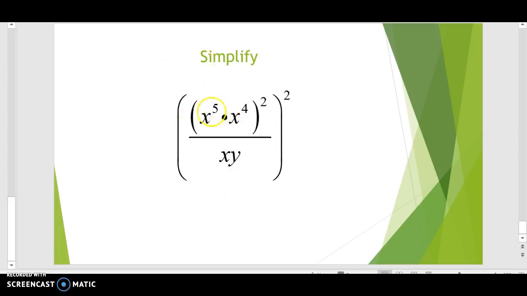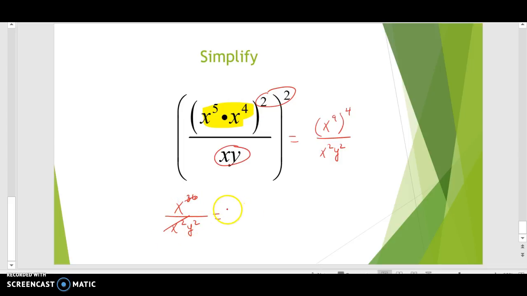Here, again, I'll combine these by adding the exponents. So I'm going to rewrite that as x to the 9th, all to the 2 times 2 is 4, over, these all get raised to the second power, so x squared, y squared. And now, x to the 9th to the 4th is going to be x to the 9 times 4 is 36, over x squared, y squared. Now, 2 x's, take 2 off the top, and leave me with x to the 34th, over y squared.